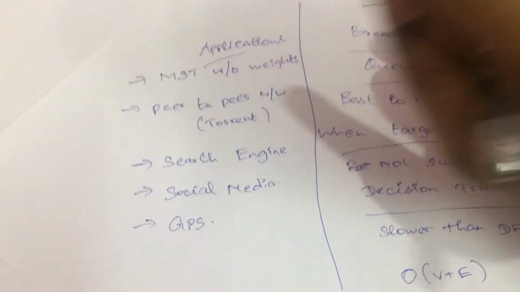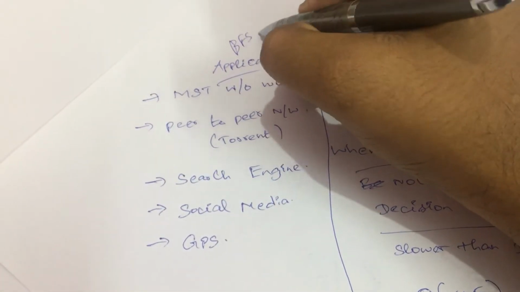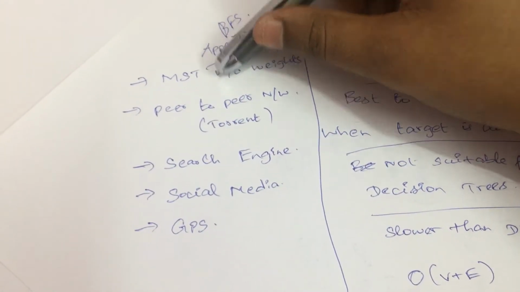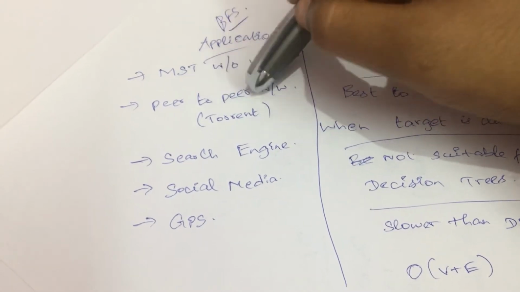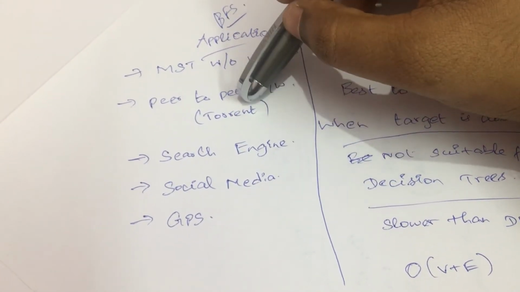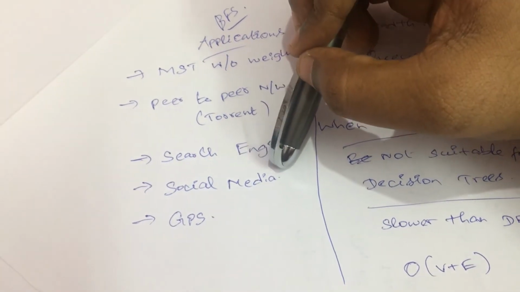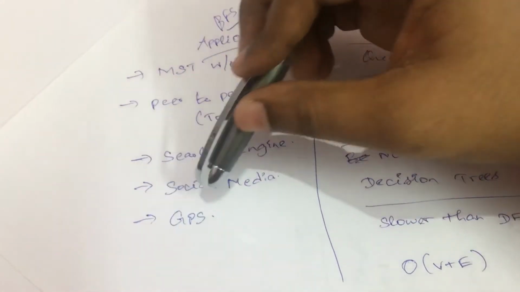And when it comes to applications of BFS and DFS, BFS can be used whenever you have a spanning tree without any weight, and peer-to-peer network connections are implemented using the BFS algorithm, and also for search engines, social media platforms, and most importantly your GPS, right?